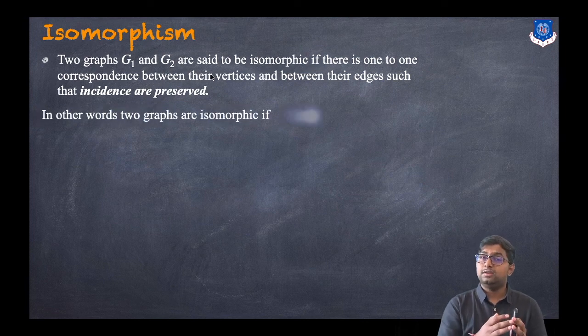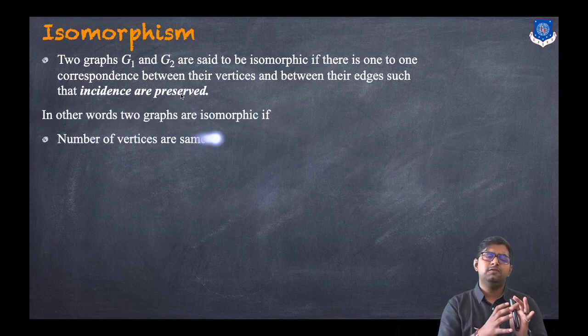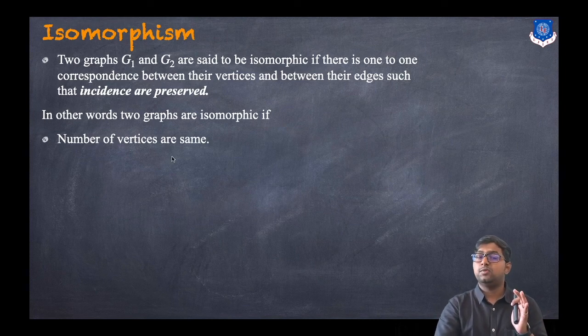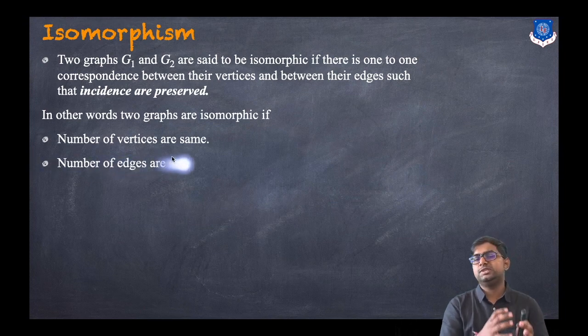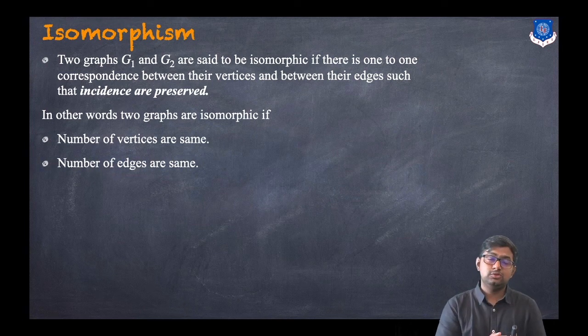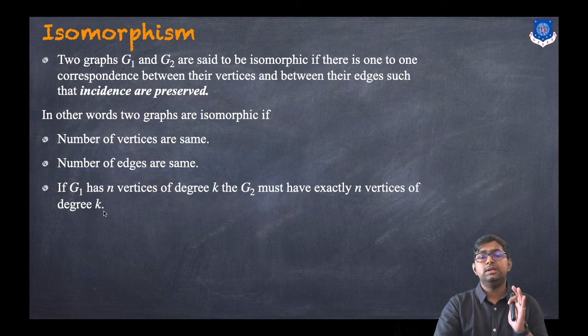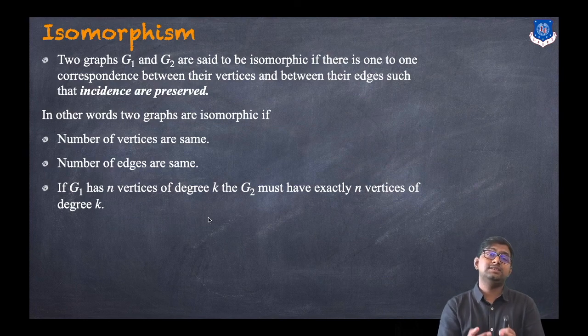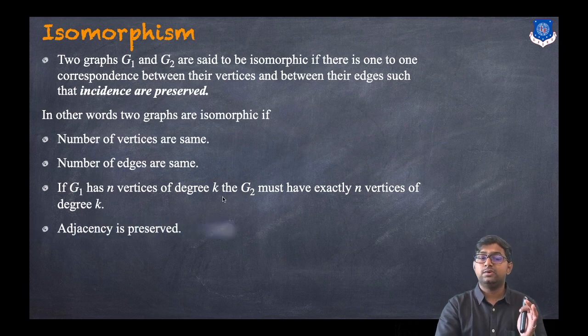In other words, two graphs are isomorphic if these conditions hold. The first one: the number of vertices has to be the same. In the same manner, the number of edges also has to be the same. Third, if G1, the first graph, has n vertices of degree k, then G2 must have exactly n vertices of degree k. And the last one: adjacency, or incidences, are preserved. If all these conditions are preserved, then we can say that these two graphs are isomorphic.